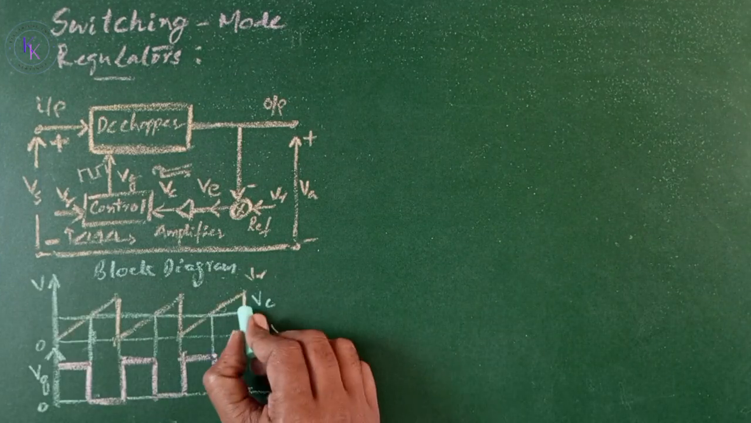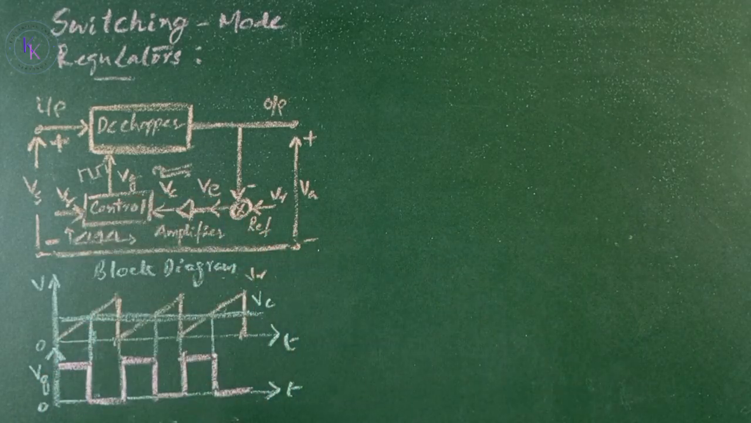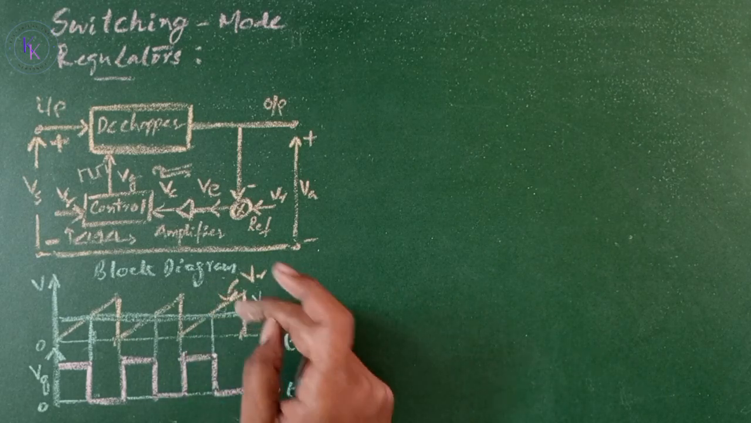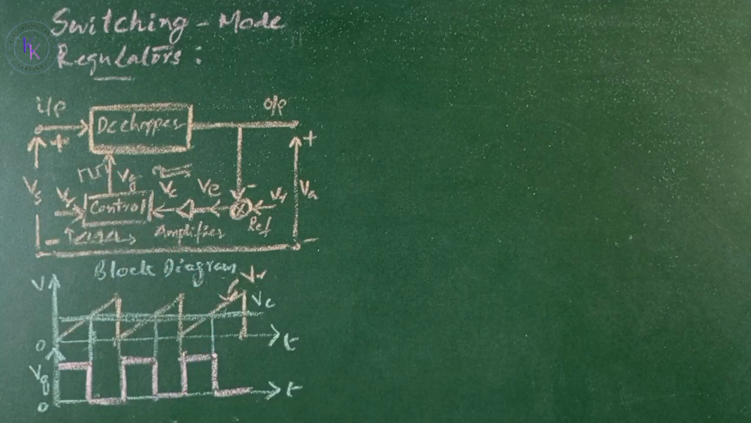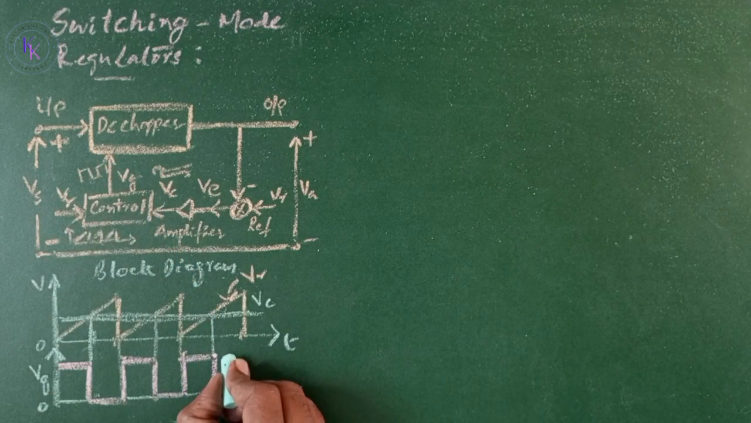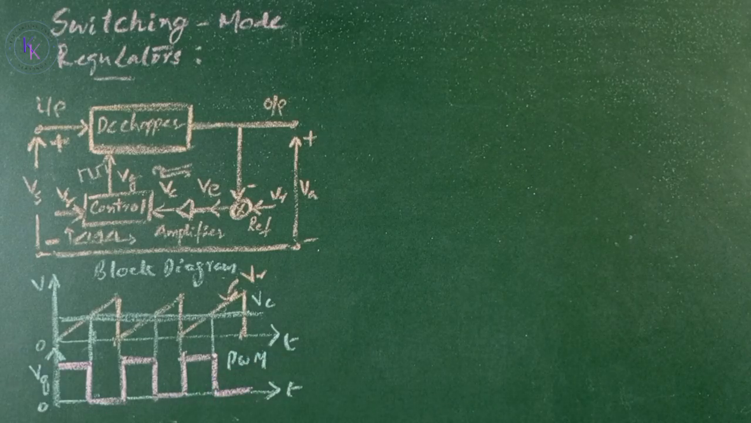Now you can observe this is the VC which is coming to the controlling unit, and this is the VR, a sawtooth voltage, and these two are compared to get the gate signal to the DC chopper. This is the generated pulse width modulated signal for the DC chopper.